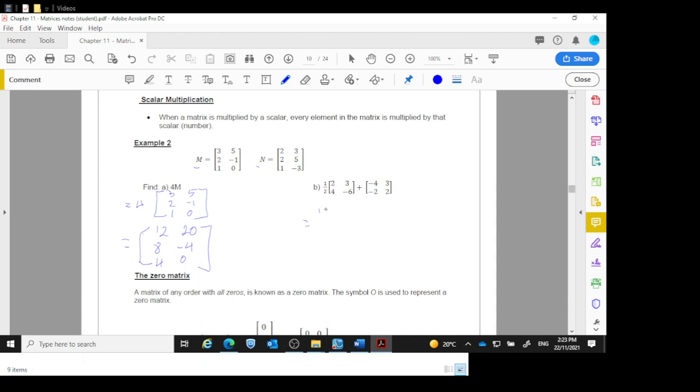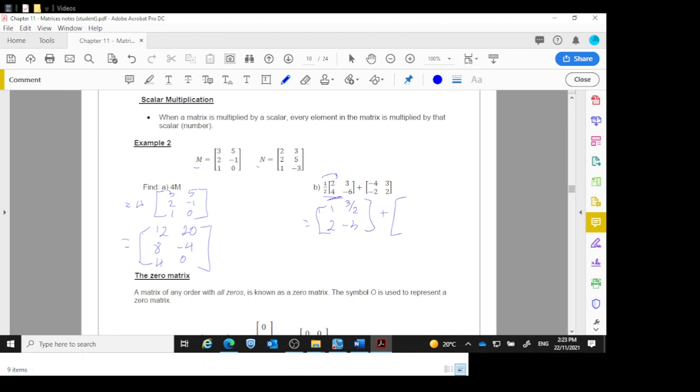Part B, we've got the half. We're going to do the half first. So I'm going to times the half by everything in there. So half of 2 is 1. A half of 3, I'm going to leave as 3 on 2. I can write 1 and a half, but we try and leave it in fractions. 4 divided by 2 is 2, and negative 6 divided by 2 is negative 3.